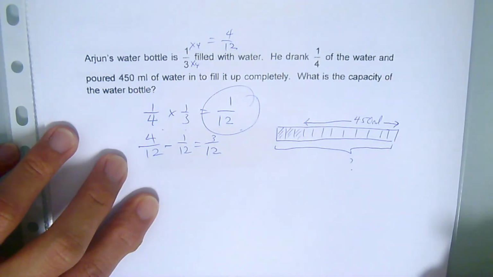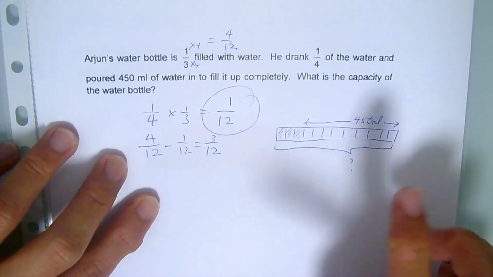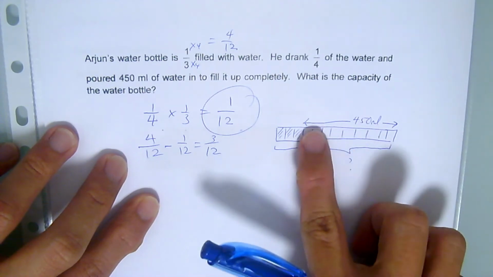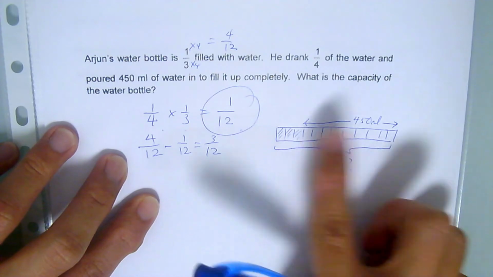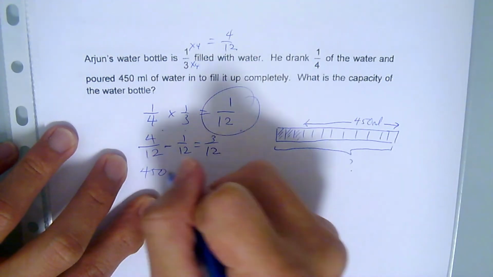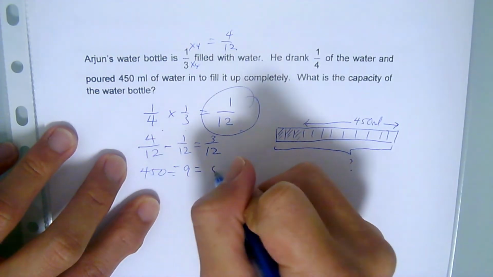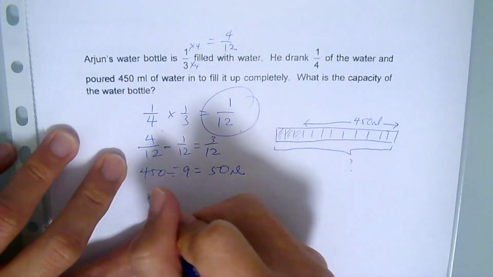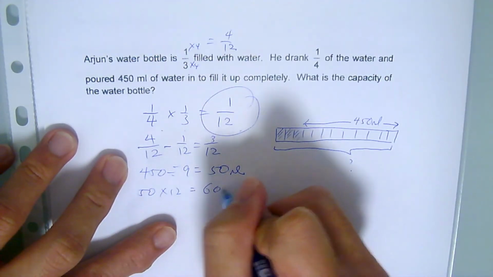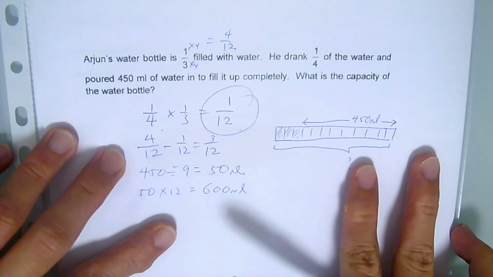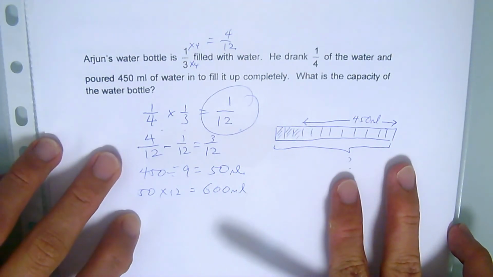How much can you put inside the bottle in the first place? Okay, simple. You take 450 divided by 9 units, multiply by 12 units. So take 450 divided by 9, that will give us 50 ml. You take 50, multiply by 12 units, and that will give us 600 ml. Okay, so this is actually how you need to do this.